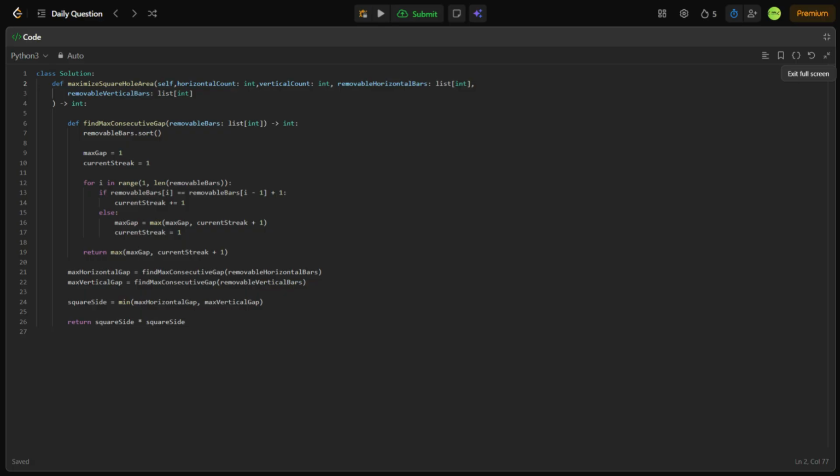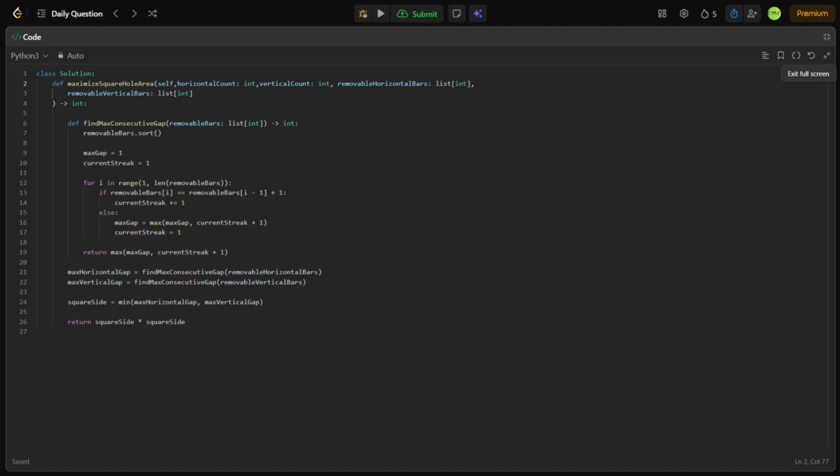Step 1. Understanding gaps. If we remove 1 bar, we create a gap of 2 cells. 2 consecutive bars, gap of 3 cells. k consecutive bars, gap of k plus 1 cells. So the key is, find the longest streak of consecutive removable bars. Step 2. Helper function logic. We use a helper function called findMaxConsecutiveGap. Inside this function, we sort the removable bars. We track current streak, how many consecutive bars we are removing. Max gap, the biggest gap found so far.